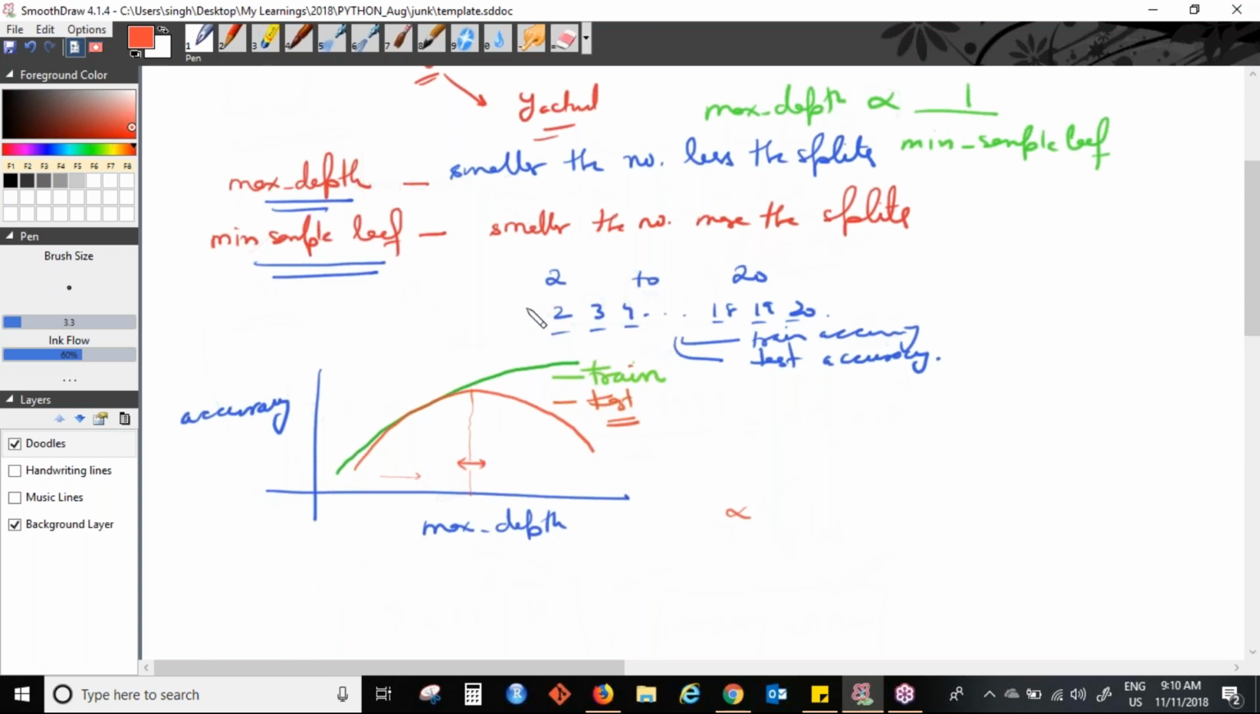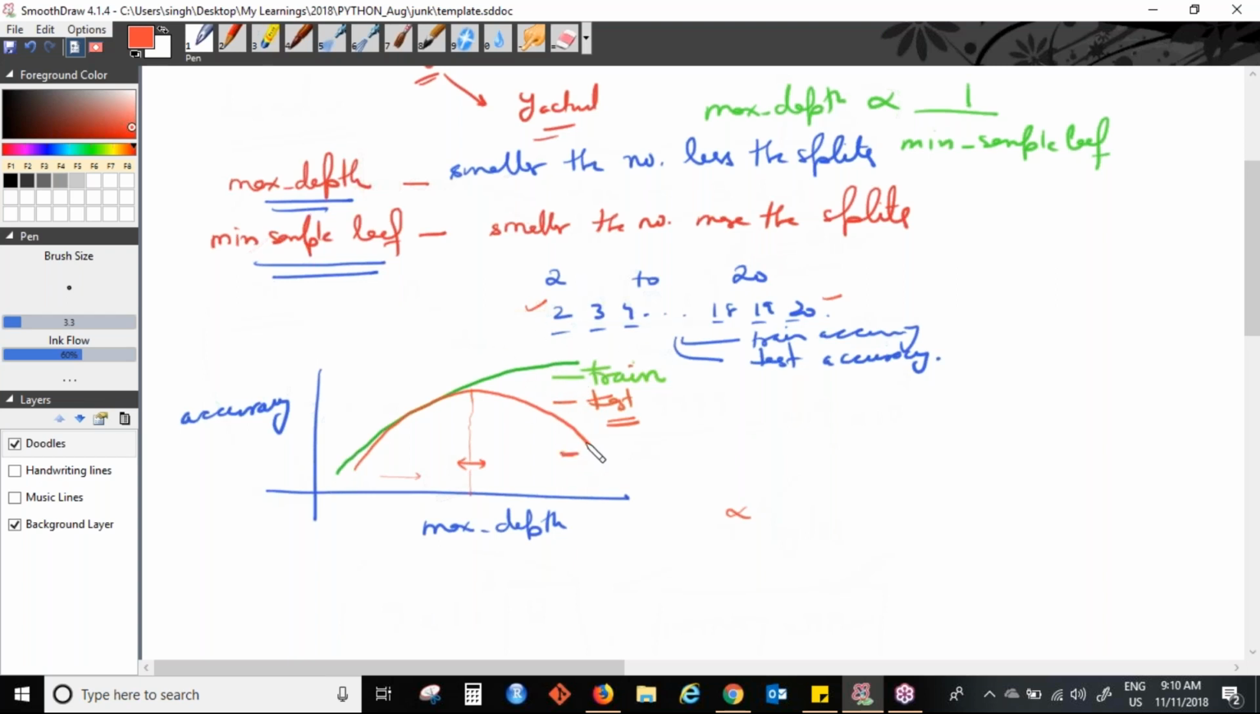Now that is why I said that you start calculating the accuracy for all values of max depth starting from 2 to, let's say, 20, and you see how it is varying. You see the pattern. So you cannot do this iteration just for the test data, because if you do just for the test data, it will be difficult. So you do it for training also.